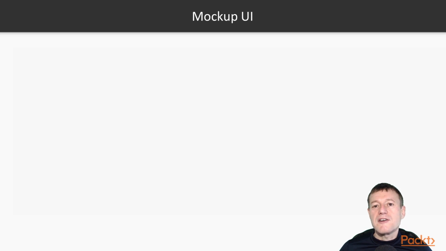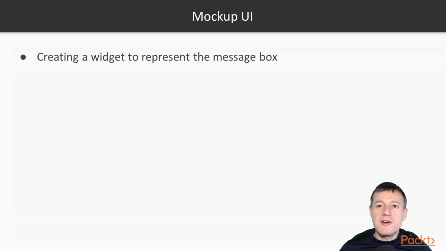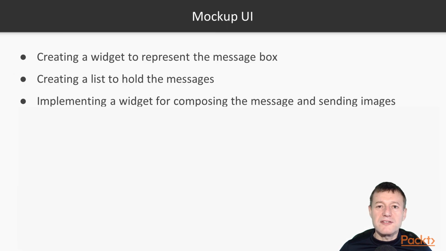In this video, we're going to create the mockup UI, which will include creating a widget to represent the message box, creating a list to hold the messages, and implementing a widget to compose a message and send images. And at the end of the video, the application mockup UI will look like this.